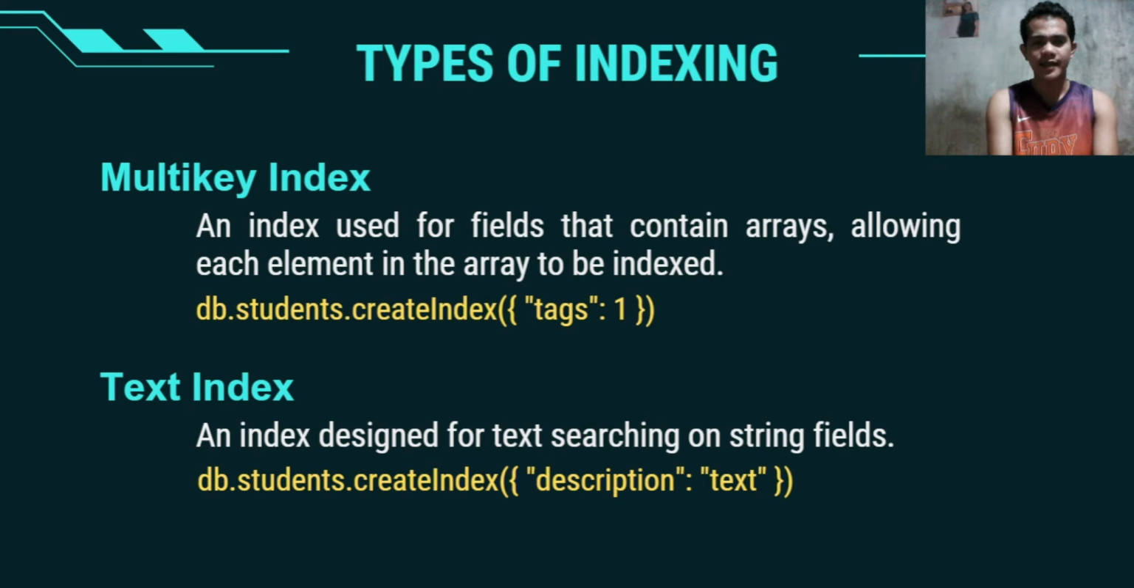Next is the text index, an index designed for text searching on string fields. The code is db.students.createIndex description text.